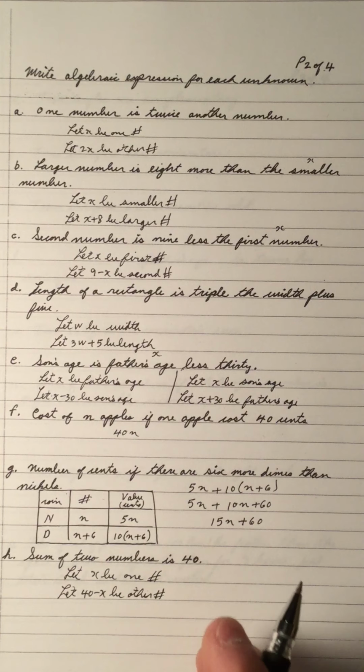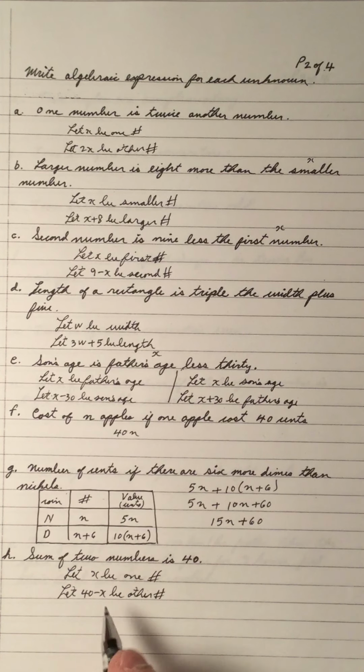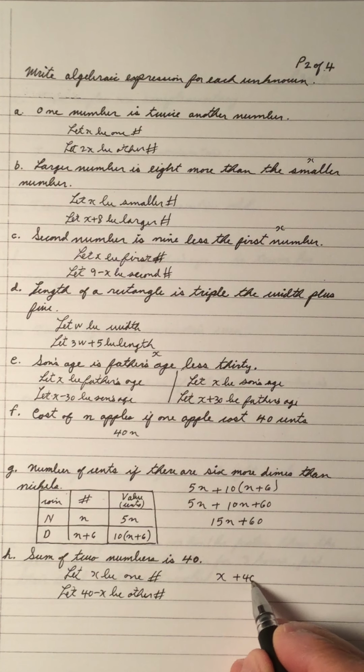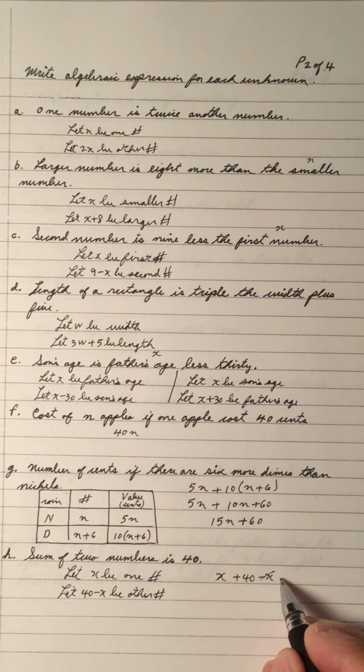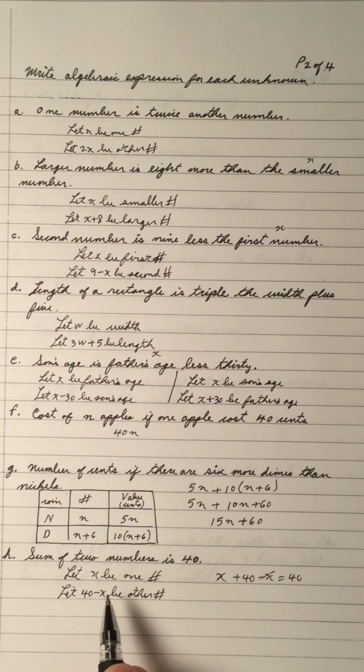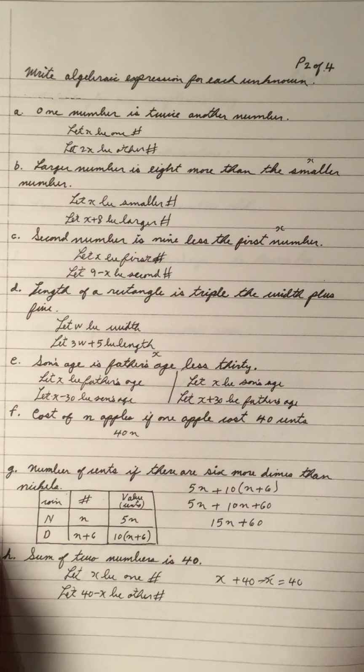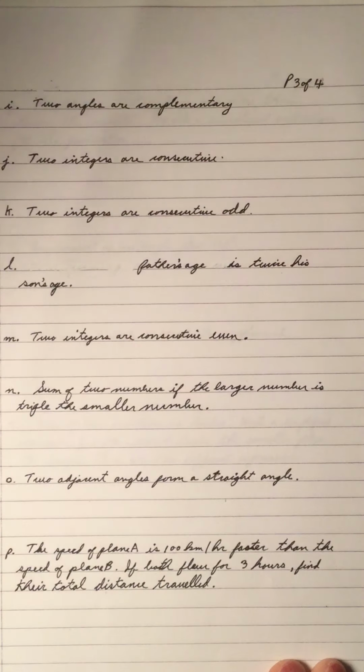Again, one number is x, the other one is 40 minus x. If you add those two together, x plus 40 minus x, the x's cancel, and you get 40. So for the sum, you always subtract the total from one of the numbers. Let's continue.